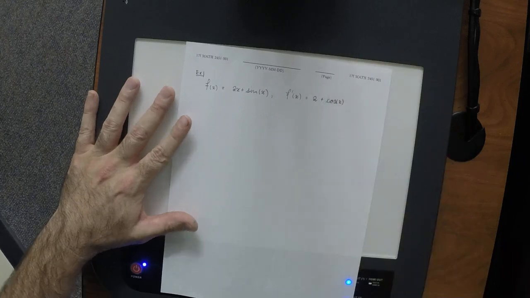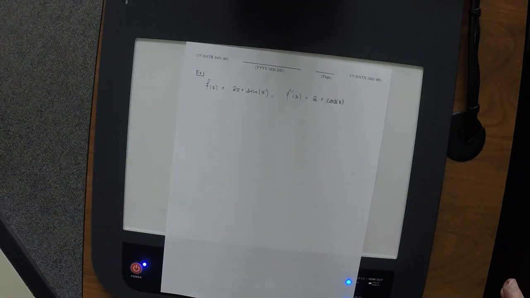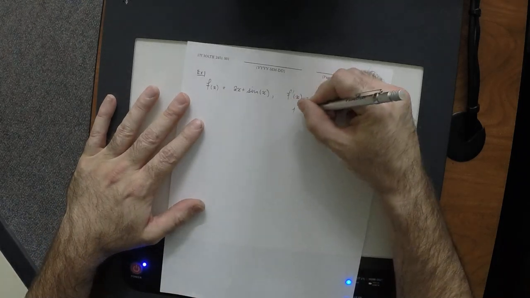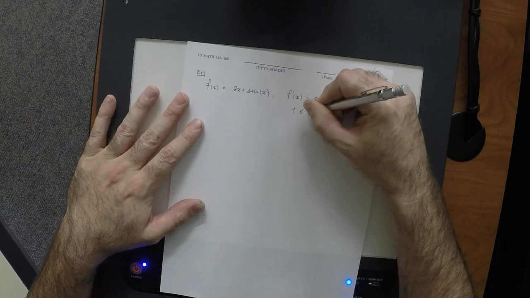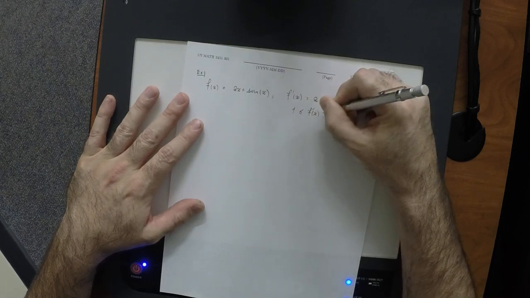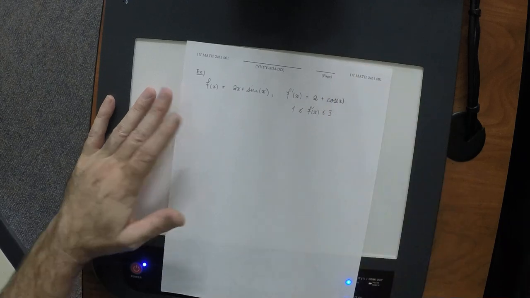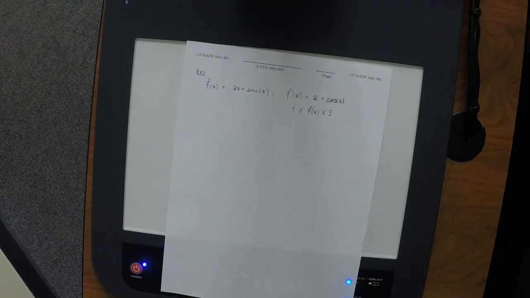Now I have a question. What is the smallest that cosine can ever be? Negative 1. What is the largest that cosine can ever be? 1. So what is the smallest this derivative can ever be? 1. And what is the largest this derivative can ever be? 3. Right. So do you observe that this derivative is between 1 and 3? So that means that this function is strictly increasing. It is always going up. Okay, and it's always going up with at least slope 1, sometimes even slope 3.